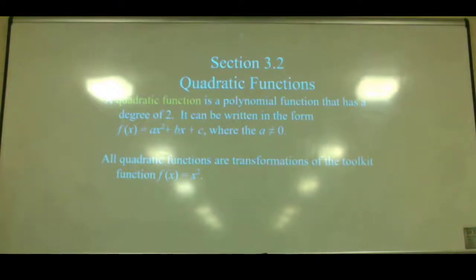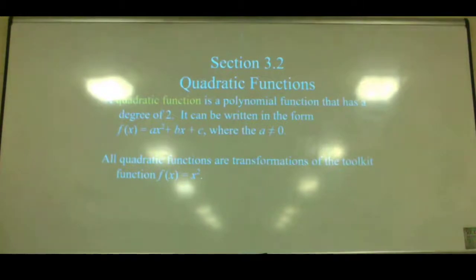And it can be written in the form f of x equals ax squared plus bx plus c, which is what we saw last week when we were doing factoring, right? Just the ax squared plus bx plus c, that's what we saw last week. And a is not 0. When we think about the graphs of quadratics, they're all different transformations of our toolkit function, y equals x squared, or f of x equals x squared.